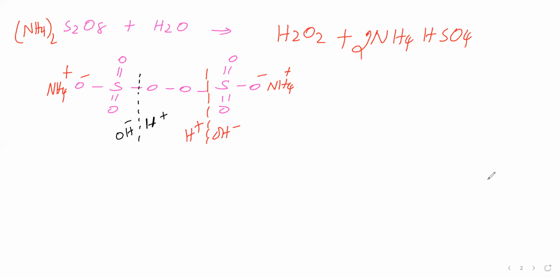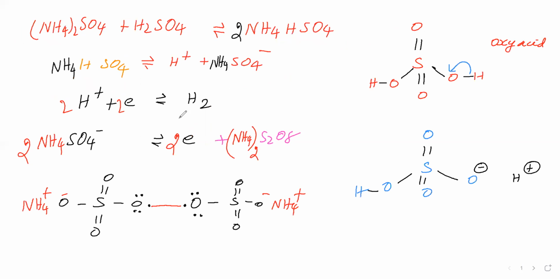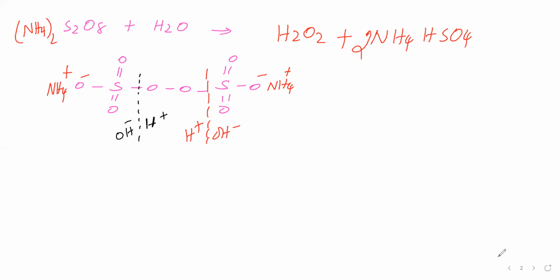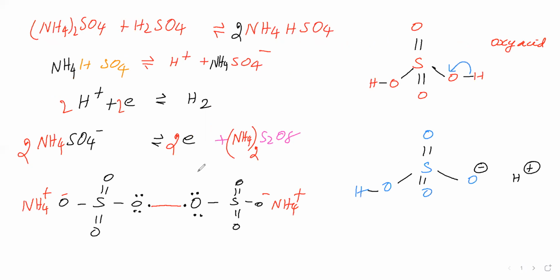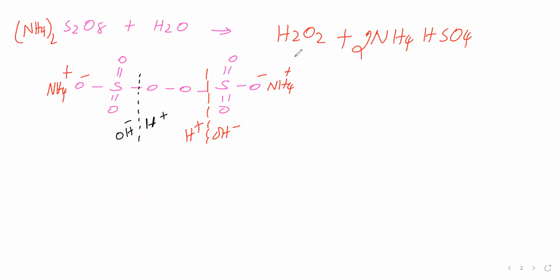Then this NH4HSO4 is called ammonium bisulfate. This ammonium bisulfate on ionization gives H plus and NH4SO4 minus. So the process continues. What is consumed, what are we getting? What is the net reaction? This NH4HSO4 that is produced goes for ionization like this, and we are getting hydrogen peroxide again. That means, what is the net reaction?